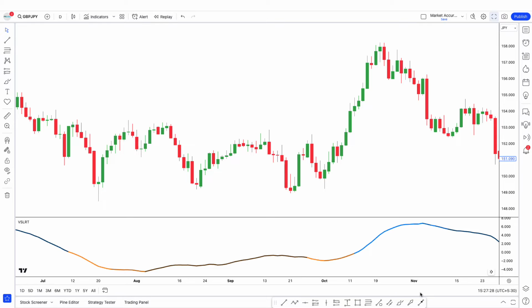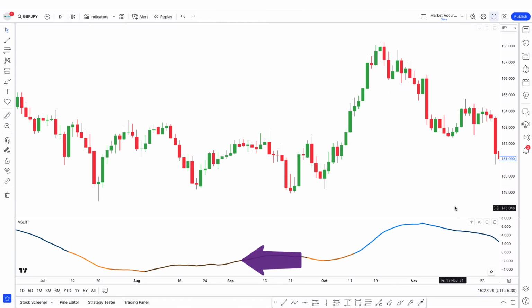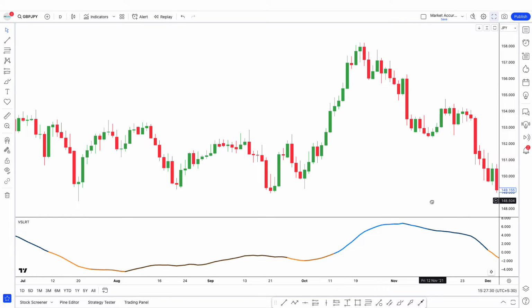This medium dark shade of brown indicates that the trend strength is decreasing. This occurs when the volume supports the trend, but the sell volume is lower than the buy volume. For this darker shade of brown, it signifies that the trend strength is decreasing, and it happens when the volume does not support the trend.